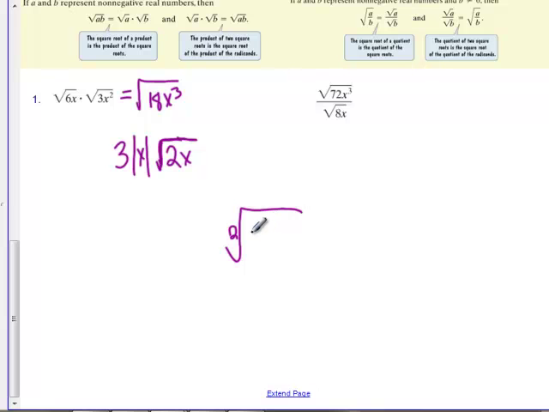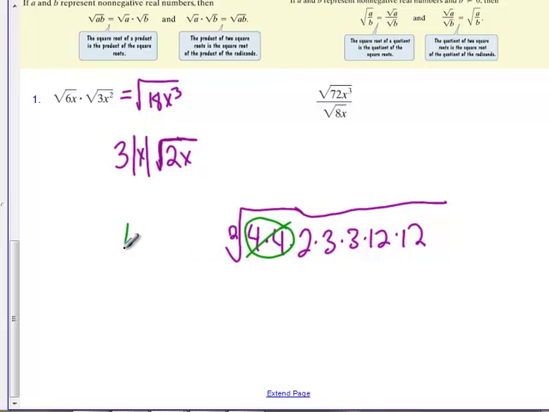So if I give you some long whatever, so pretend I'd multiplied all that out and gotten whatever big number that is. What I'm really doing is I'm just looking for pairs and pulling them out. So there's a pair of 4s, comes out once. I see a pair of 12s, comes out once. Pair of 3s, comes out once. 2 has no friends. 2 stays in.